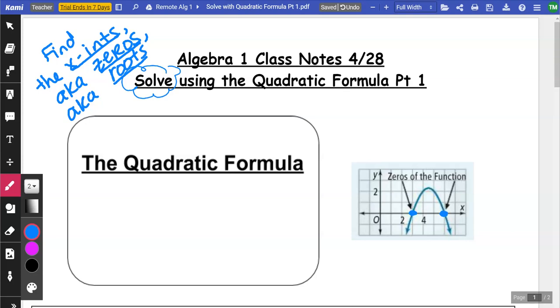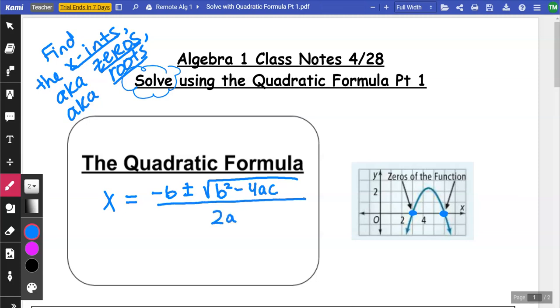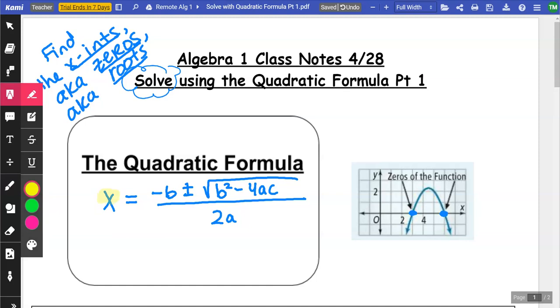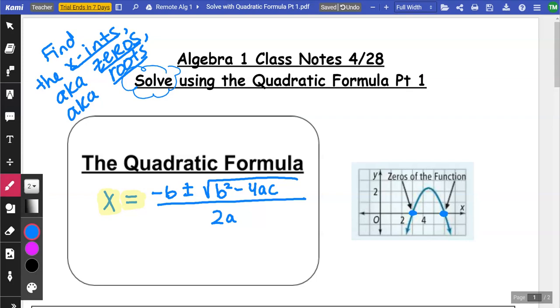So what is the quadratic formula? The quadratic formula is as follows. x is equal to negative b plus or minus the square root of b squared minus 4ac all over 2a. So the quadratic formula is a formula that we can use to find what x is equal to. You always have to have an x equals in front of your work. Otherwise, I'm not going to give you credit, and you're not finding x then.